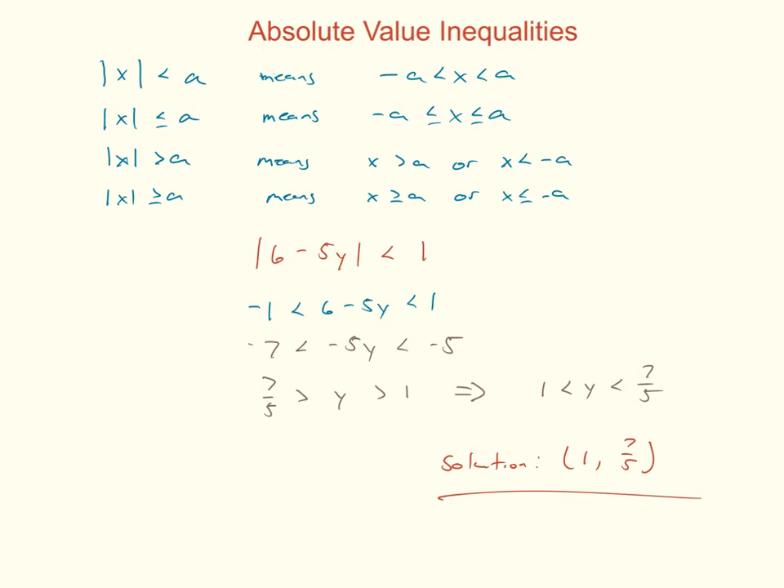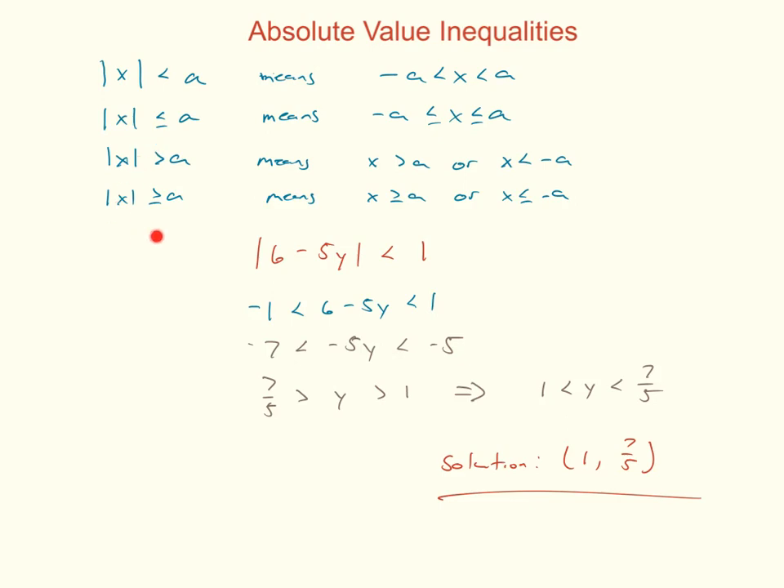The last type of inequality we have is the absolute value inequality. What you have to remember here are the translations that take place. When you see a less than or equal to, that means we're going to be dealing with a compound inequality. So if I say the absolute value of x is less than a, that means x is going to be between negative a and a.